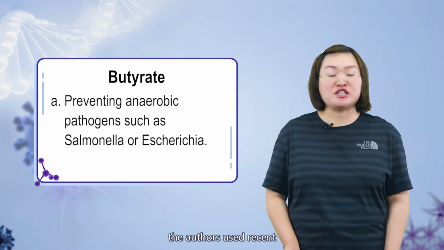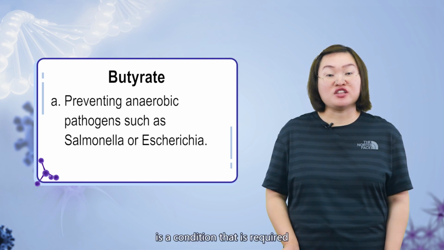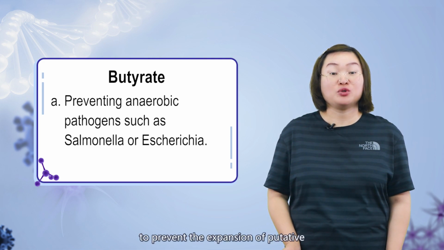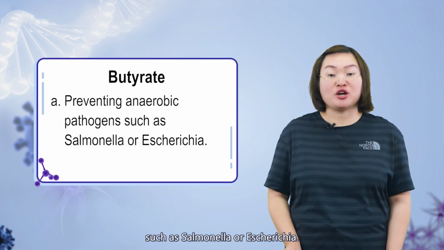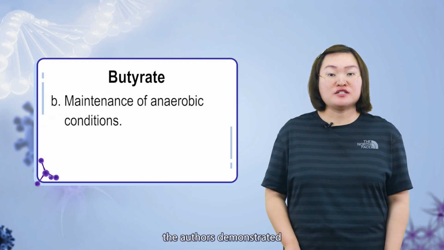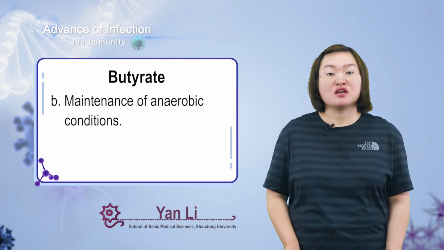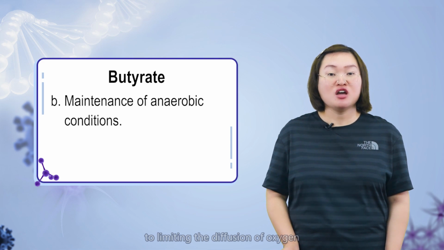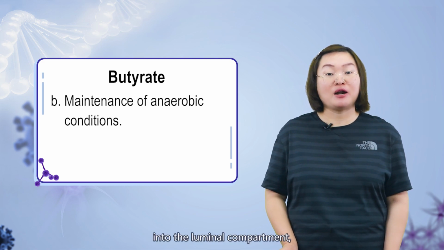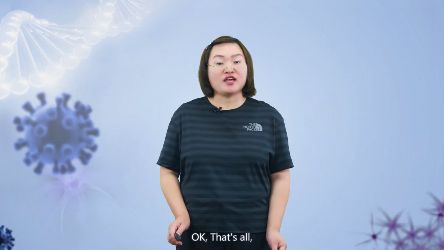Especially, the authors used recent information suggesting that the extremely low quantity of oxygen present in the luminal content of the gut is a condition that is required to prevent the expansion of putative facultative anaerobic pathogens such as Salmonella or Escherichia. The authors demonstrated that the consumption of oxygen by the host cell through beta oxidation in the mitochondria contributes to limiting the diffusion of oxygen from the colonic cells into the luminal compartment, eventually leading to the maintenance of anaerobic conditions. Okay, that's all. Thank you.